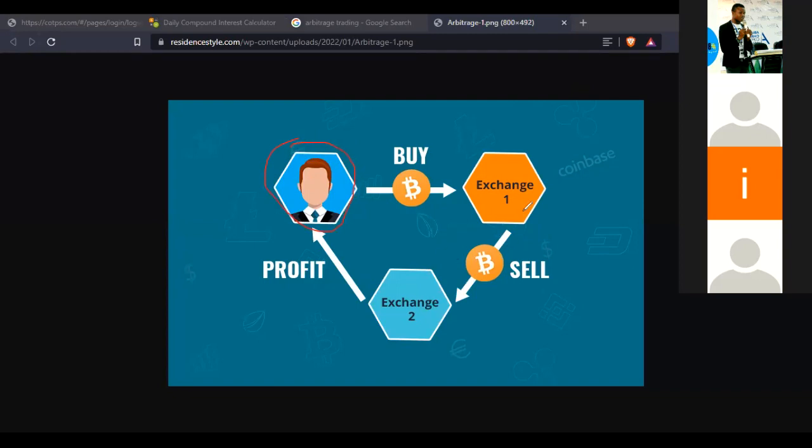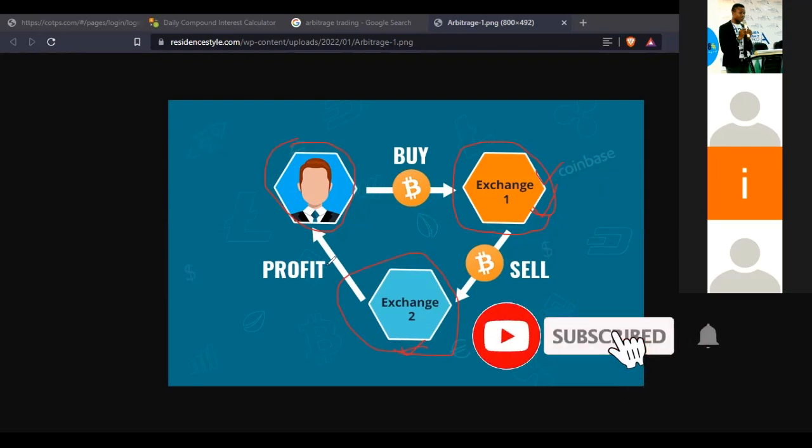What you simply do is go to exchange one. Maybe you find out that a particular coin or token in exchange one is selling at a lower price as against what is being sold at exchange two. So you buy from exchange one, transfer it to exchange two, and sell it at the higher price and you make money. You buy from exchange one, sell to exchange two, and the profit comes back to you. That is the best explanation I can give of what arbitrage trading is all about.